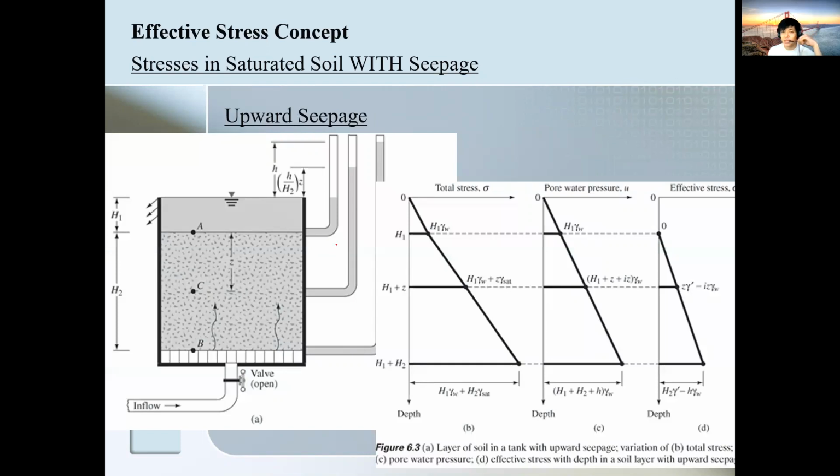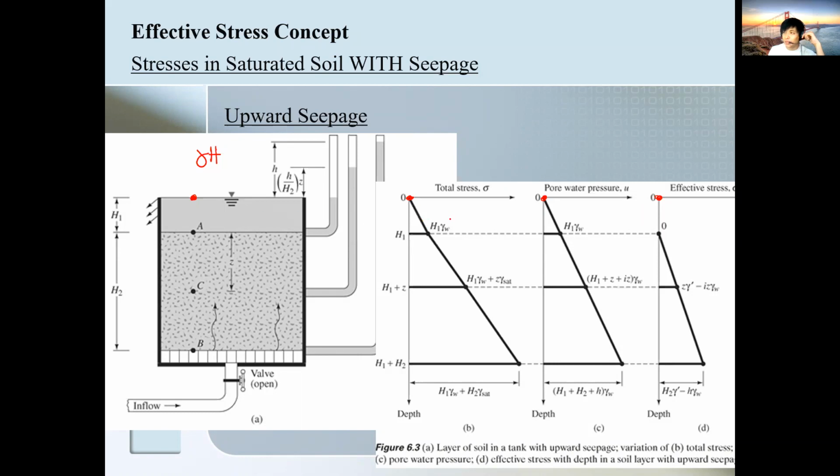So, if we try to establish the stress diagram of the figure, at the upper portion, at the surface, since this one is exposed to the atmosphere, we can clearly say that the total stress is zero, pore water pressure is zero, and the effective stress is also zero, right? Because again, the concept being used here is gamma H. If there's no height to be determined, then zero also. Even with unit weight, gamma water times zero, zero also comes out.